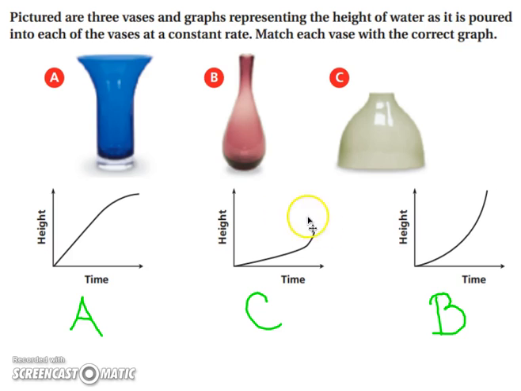And now in B. In B, it's kind of increasing at a decent amount. So it's a little bit slower or a little bit faster, then it's a little slower, and then it's a little bit faster. So it follows the curve of the vase for B. And that ends our lesson on graphing relationships.